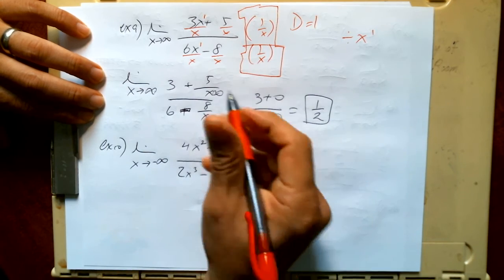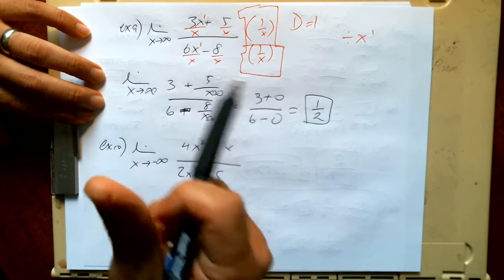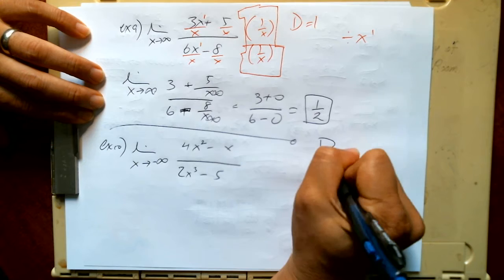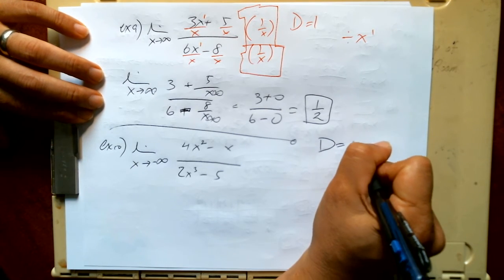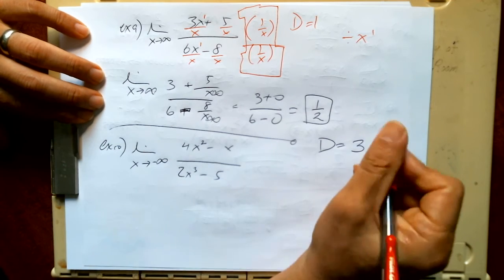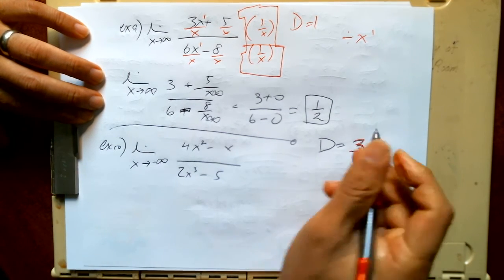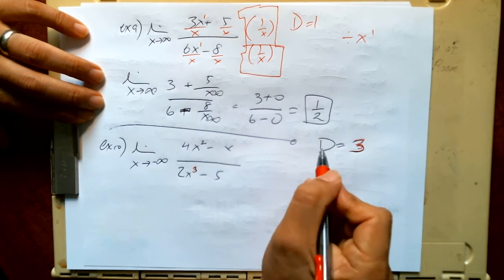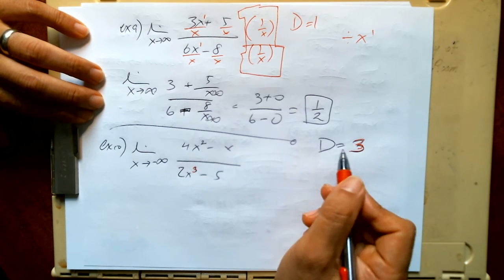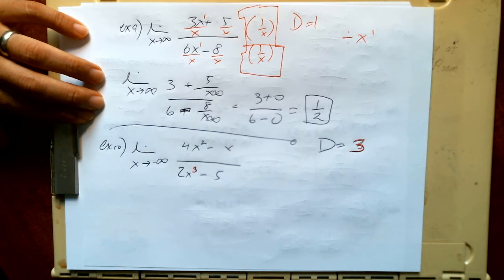What's the degree? Remember what the degree was? The degree is the highest power, which is... I'm sorry, wrong degree. It's 3. Where does that 3 come from? It comes from this 3 right here. That's the highest power, right? You see why it's the degree? The degree is the highest power. Get it? Got it? Good.